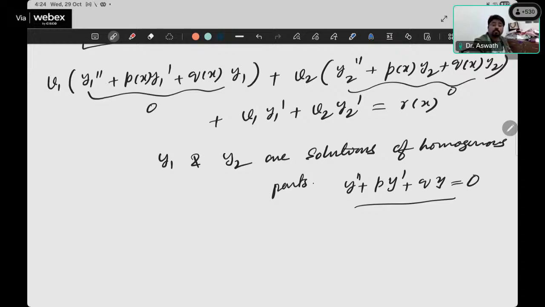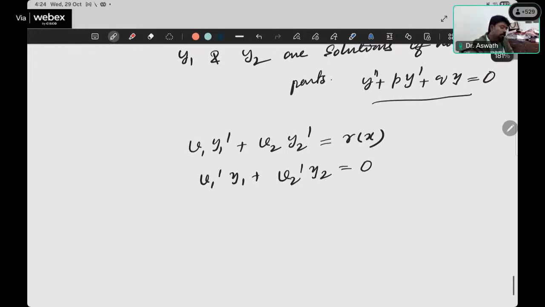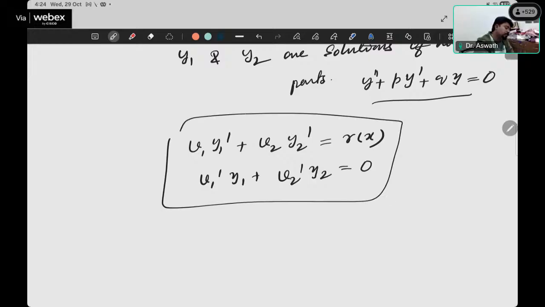You are left with one simple equation, which is v1 y1 prime plus v2 y2 prime, or y2 dash, is equal to r of x. Earlier I mandated one equation. What is the mandation? v1 dash y1 plus v2 dash y2 is equal to 0. Beautiful, right? I got two equations with the two unknowns.